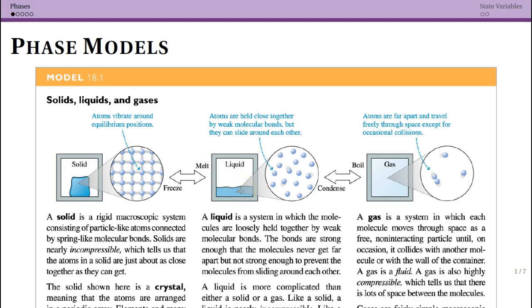We are now studying matter in some detail, and we have a model for phases, and you're probably familiar with phases already. There's solid, liquid, and gas. And the physics model is going to oversimplify each of these, and so I want to go into some detail about what's going on with this.